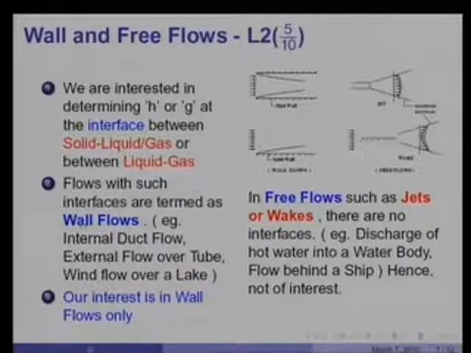The flows with interfaces are termed as wall flows, and internal duct flows, external flow over a tube, wind flow over a lake, etc. are examples of wall flows. And our interest is in wall flows, as I said, but not in free flows such as jets and wakes, because there are no interfaces. The examples are jet discharge of hot water into water body, flow behind a ship, etc. These are not of interest.